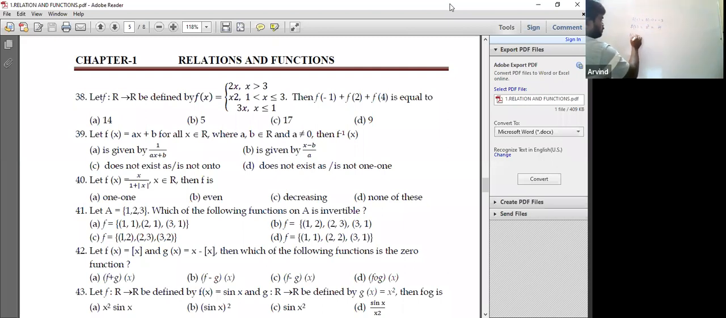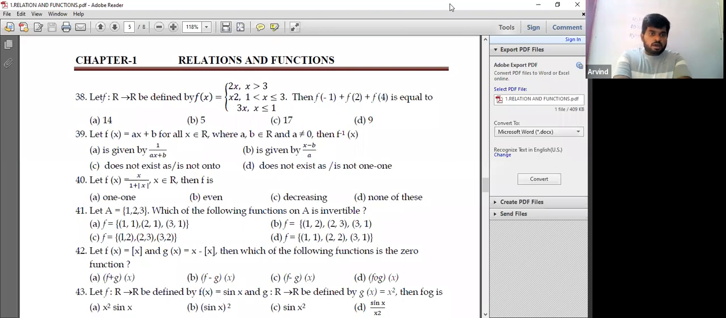f of 4. Now it is a value which is greater than 3. According to the given condition, greater than 3 means 2x. So 2 into 4 is 8. Now we have to add: 8 plus 4 plus minus 3, which is 12 minus 3, which is 9. So option D is the correct one. Okay.